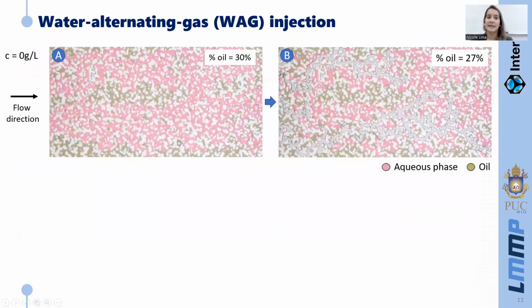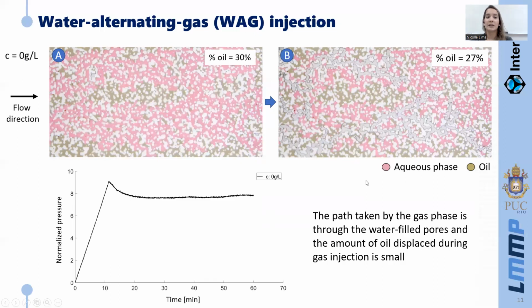On A, we can see a picture taken after water injection, and we have 30% of oil remaining. In the second picture, letter B, we can see a picture taken after the gas injection, and we have 27% of oil remaining. The conclusion is that the gas flows through the same path as the water and does not divert an additional amount of oil.